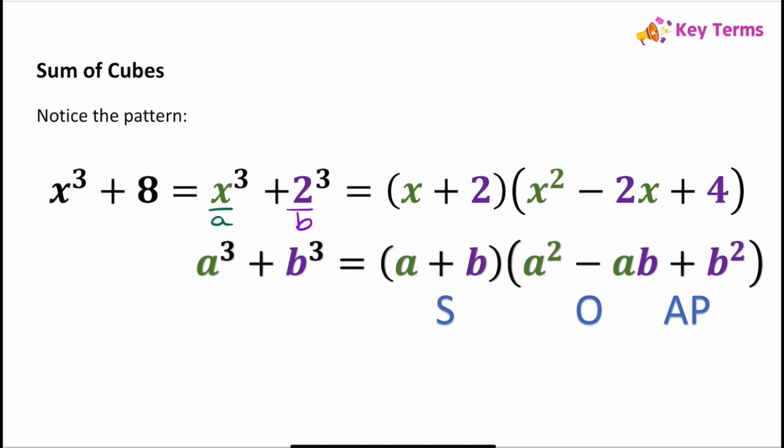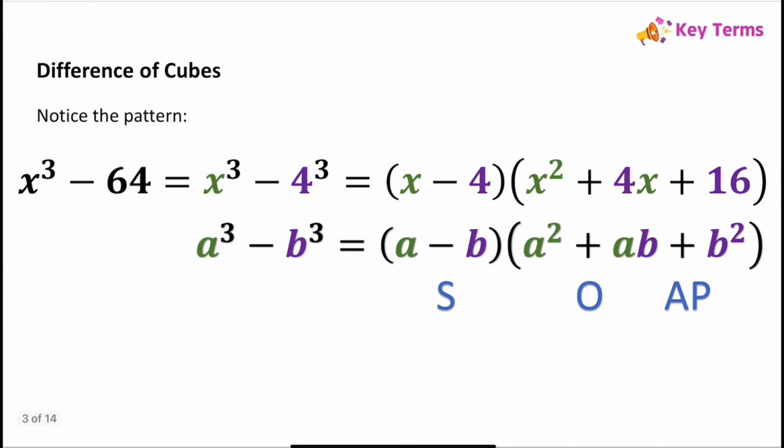In this class, you won't actually have to memorize this factoring pattern, but if you ever do, there's a pattern to the signs that can help you remember it. This first expression here is the sum of a and b, and that's always going to have the same sign as the original expression. Then we multiply it by this trinomial that has the square of the first term minus the product of the two terms, and that product term is going to have the opposite sign of the original expression, and then plus the square of the last term. And that last term is always positive.